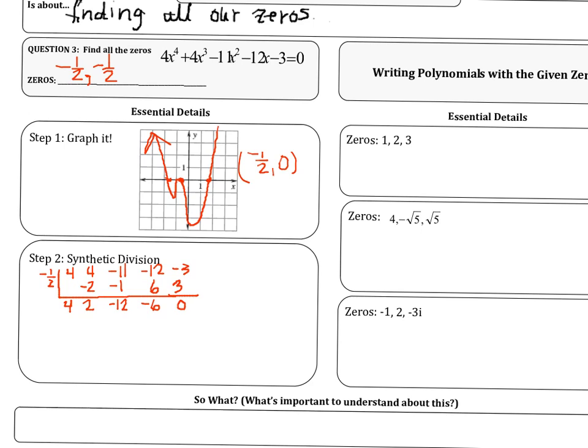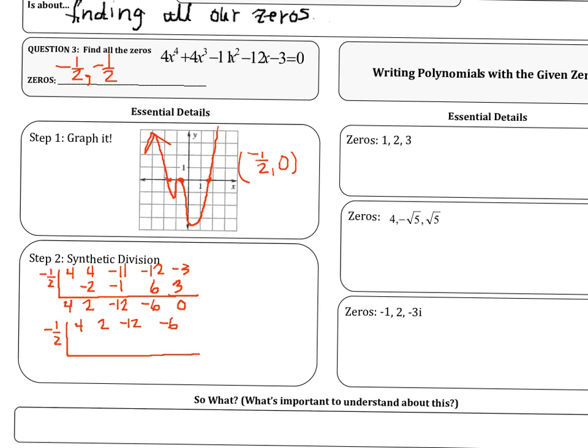So this really is 4x to the third plus 2x squared minus 12x minus 6 equals 0. But I need to divide negative 1/2 into this again. So I'm just going to rewrite my coefficients. That's really all you have to do.